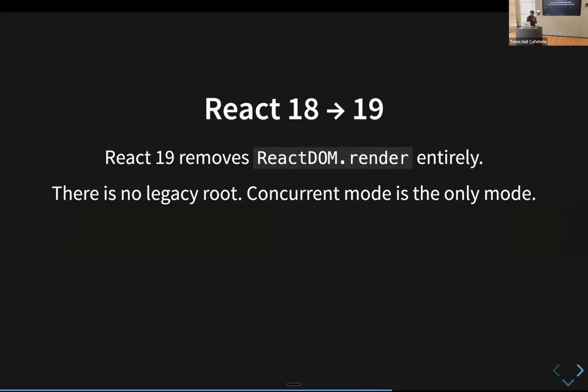Cool. So I think we are now in the React 18 to 19 part. So let's say now you want to upgrade to 19. The prerequisite for that is you need to complete your 18 migration. You need to be on concurrent mode, since in React 19 there is no non-concurrent mode version of what we have in React 18.